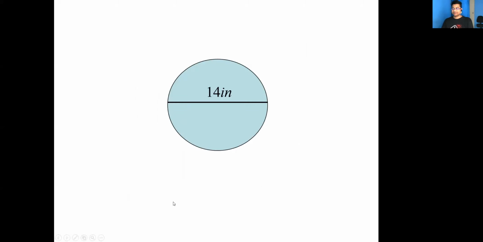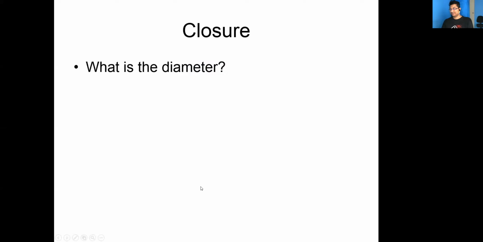Now, try 14. What will be the diameter? 14? This is the diameter. So, what will be the radius? This will be 7 inches. Great. 2 inches, 1 inch.